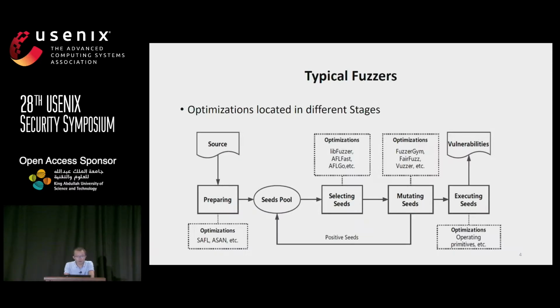For example, in the seed selection stage, AFLFast and AFLGo assign different priorities to different seeds, like based on the frequency of the covered paths. In the seed mutation stage, FairFuzz uses a dedicated mutation algorithm to ensure that high-quality seeds will not be destroyed. And also in the preparation stage, we usually use a sanitizer to harden the executed binary, or use symbolic execution to generate high-quality seeds.